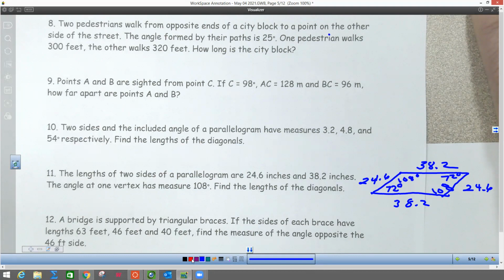A diagonal is a segment that joins two non-adjacent vertices. So if I look at this point, this is adjacent to it, and this is adjacent to it. So this is non-adjacent, it's not right next to it. So this right here is one diagonal. You have to find that red line, it's one of the answers you're looking for.